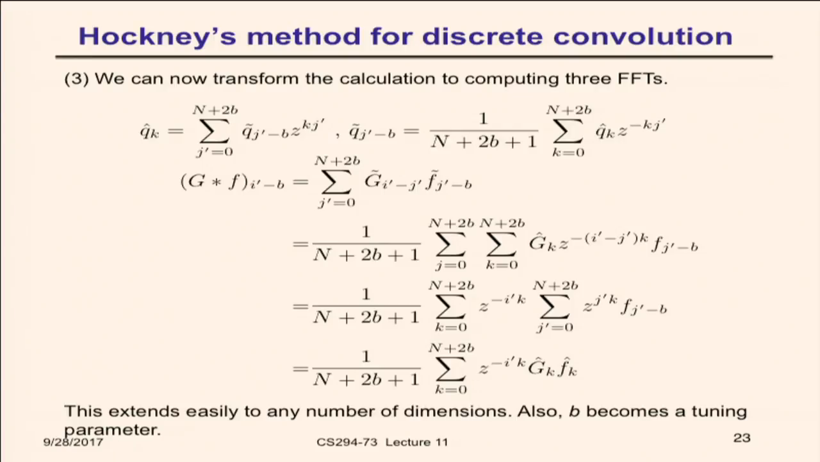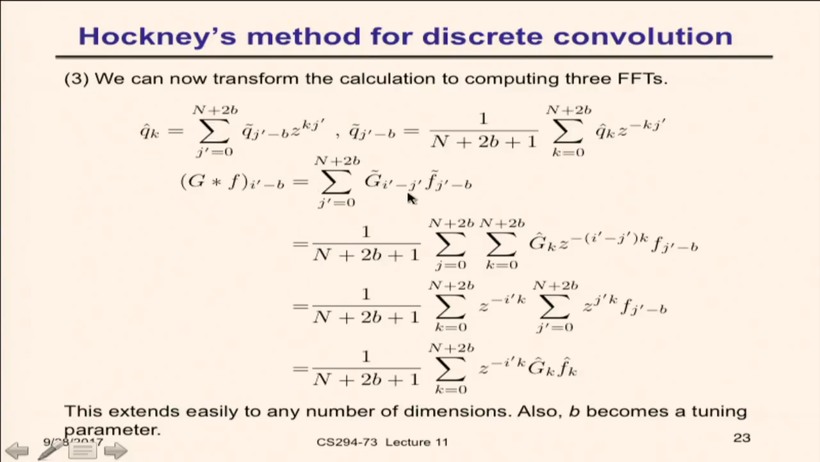They're just annoying. Q hat of K is the sum over J prime equals 0 to n plus 2B of Q tilde of J minus B times Z to the Kj prime. And then the inverse. These are just the forward and inverse transform formulas from discrete Fourier transforms. Then if I take this to be Q hat, what is G convolved with F?